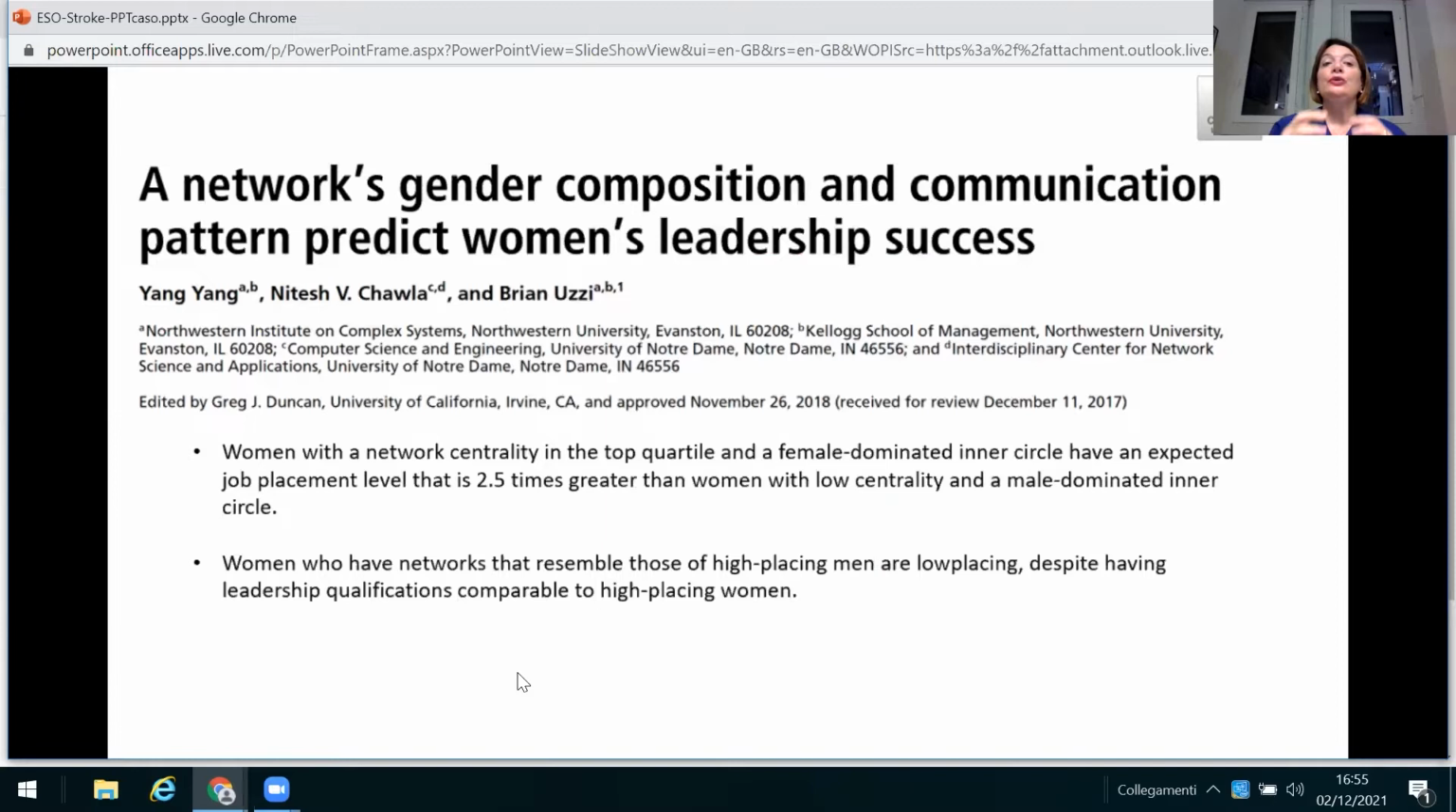So you see, this article concluded that women who have a female-dominated inner circle have an expected job placement level that is 2.5 times greater than women with low centrality and a male-dominated inner circle. Many of the women who are listening are already a next generation. But when I started, I was one of the only women in a male environment. And believe me, you are lucky, as you heard also from our colleague, to be in a mixed environment. Having some women around you helps you. You can create this inner circle in order to promote yourself and be more successful in reaching your career goals.